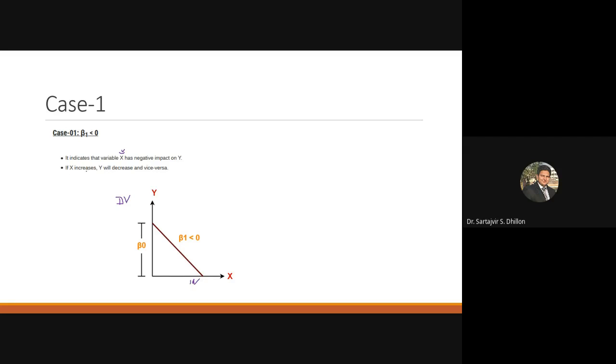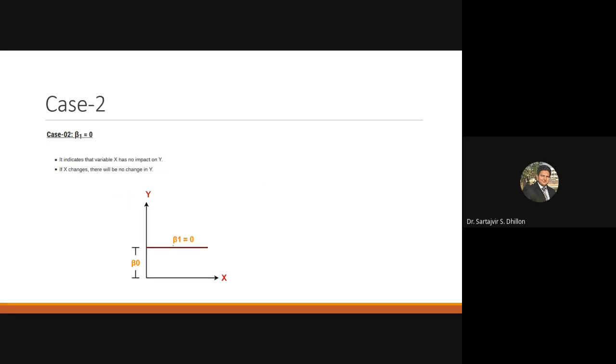If x increases, then y will increase, and vice versa. So this is the concept when we get beta 1 less than 0. If we get beta 1 greater than 0, then it indicates that the independent variable has no impact on the dependent variable. So this is another part you have to remember.